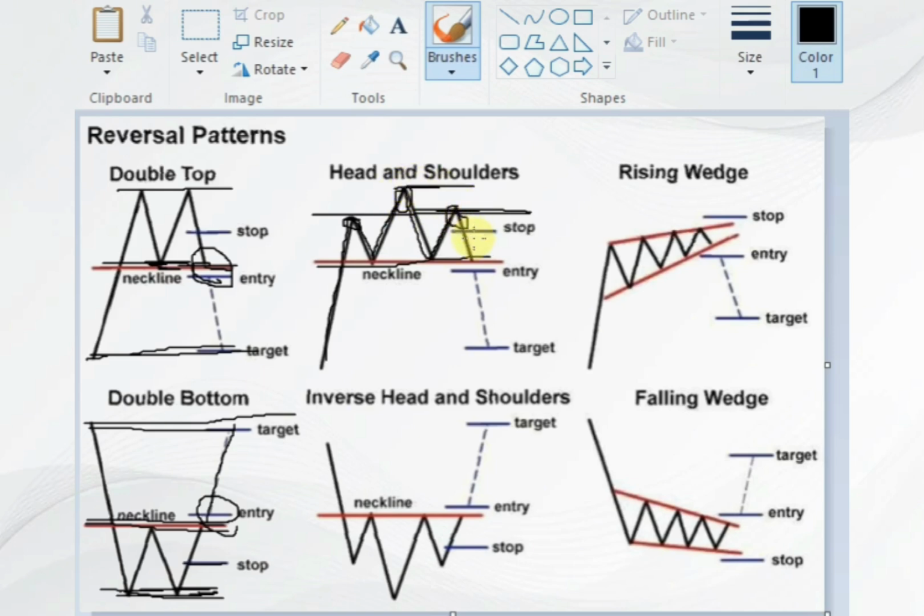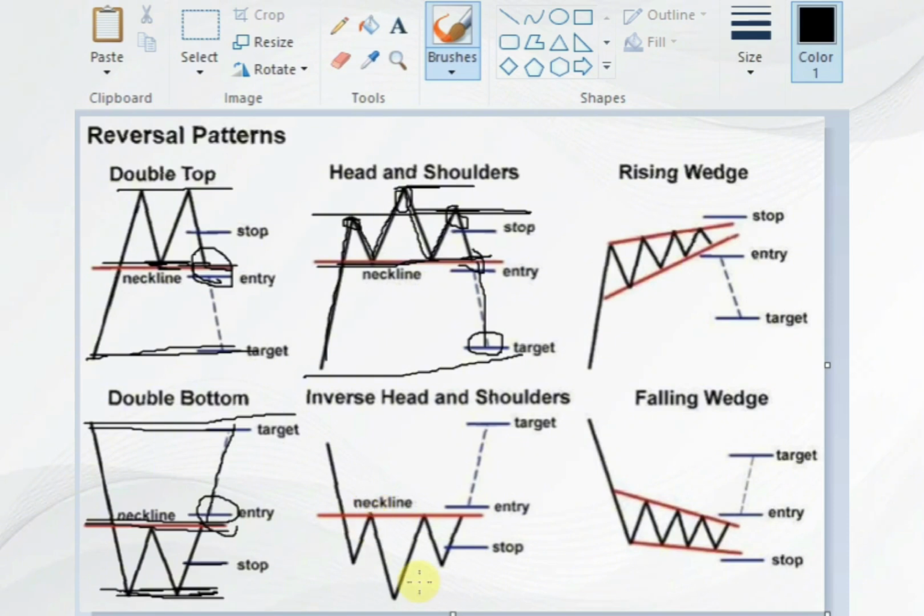Okay, so what you want to see here is price breaking below this support level, closing bearish with a big bearish candle. You will get your entry around this place, and your target will be the next support level, which is around this area. So this is for the head and shoulders pattern.